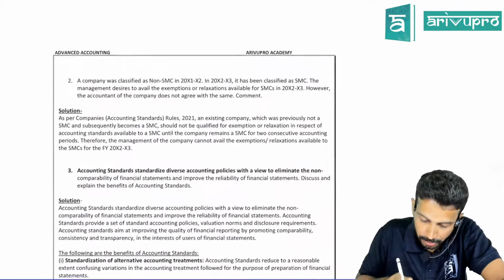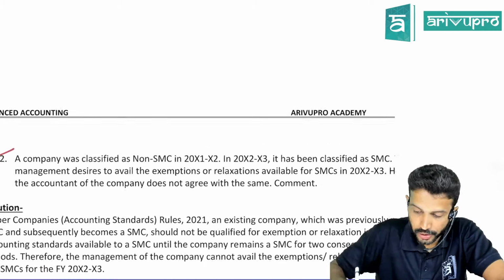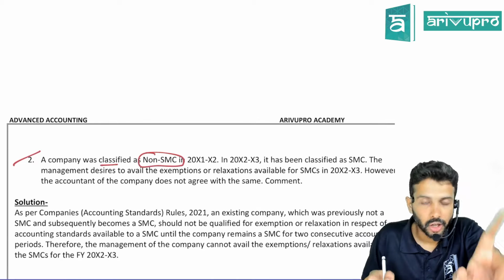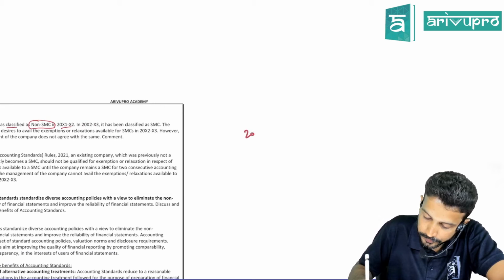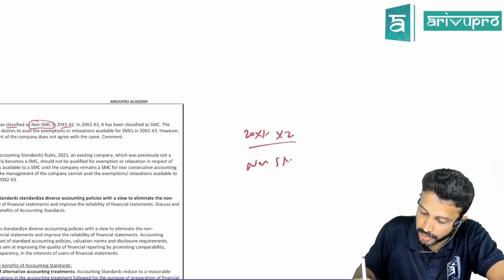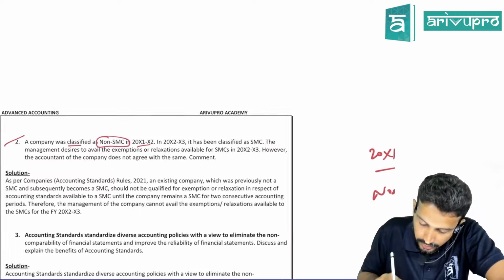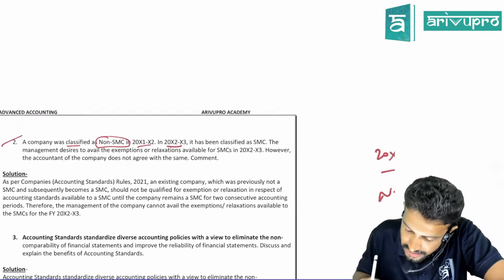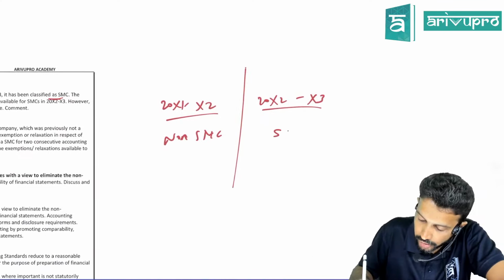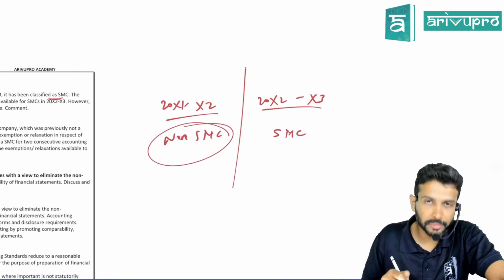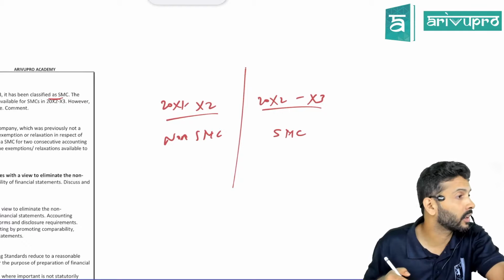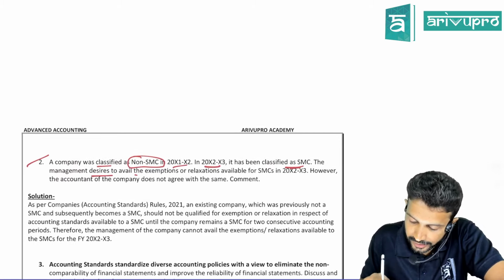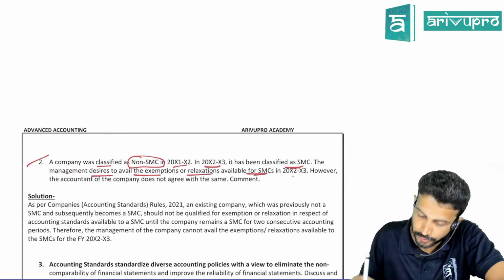Okay, next question. Question number 2. Finish now, everyone? Okay, answer this question, people. A company was classified as a non-SMC in 20X1, X2. Non-SMC means small company or big company? Big company. In the next year, that is 20X2, X3, it has been classified as a SMC. Upgradation or downgradation? It was a big company in the last year. Now, this year it has become a small company. The management desires to avail exemptions or relaxations for SMC for 20X2, X3.